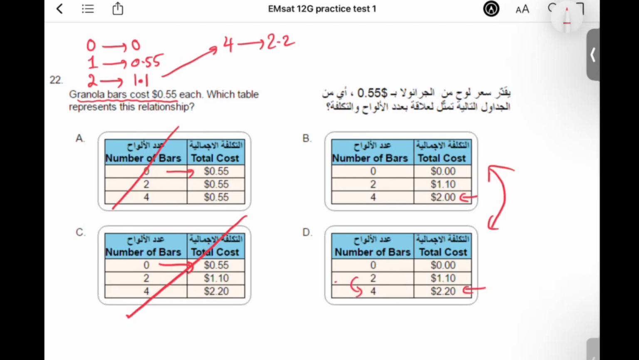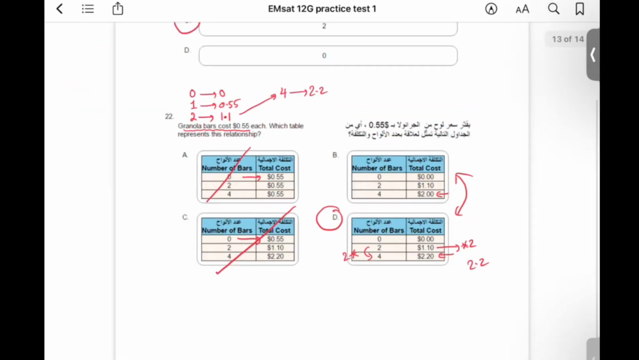Here, if you double by 2, you will have 4. Just multiply by 2, you end up with 220. Thus the answer is D. It's small, but you have to be careful. It's easy, but you have to be careful.